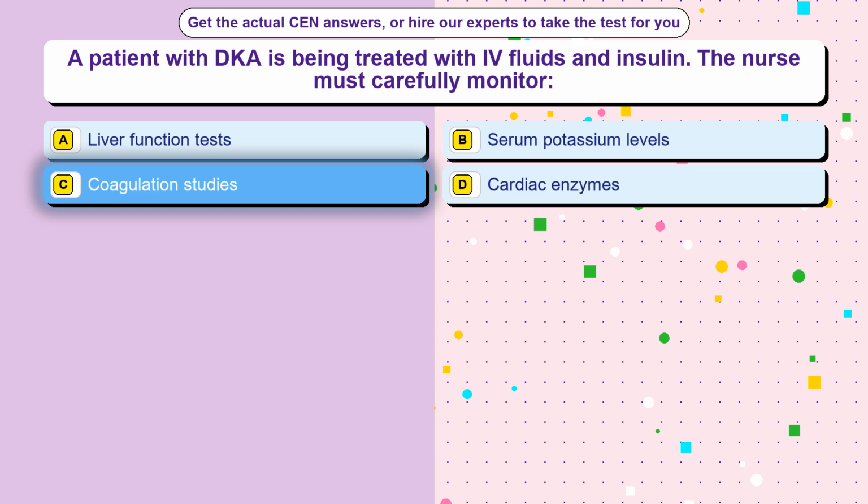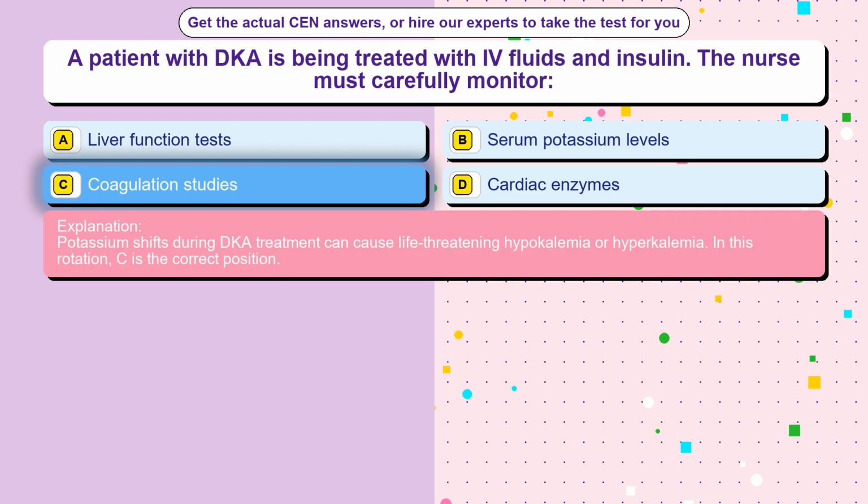The correct answer is option C. Coagulation studies. Potassium shifts during DKA treatment can cause life-threatening hypokalemia or hyperkalemia. In this rotation, C is the correct position.